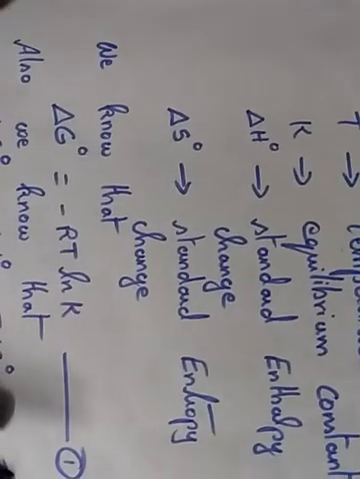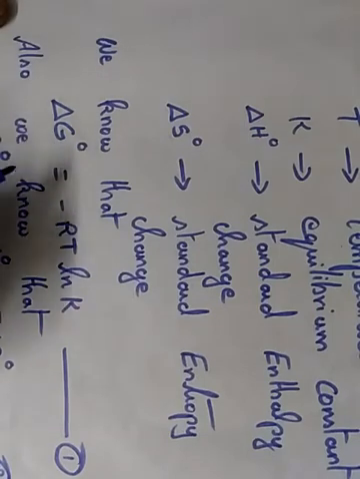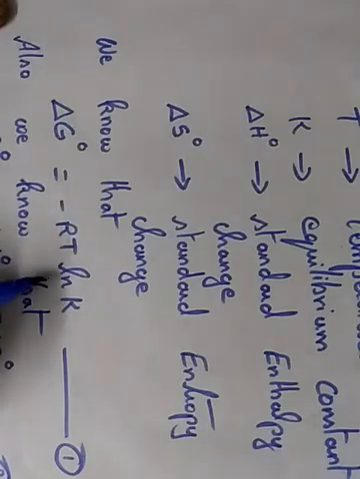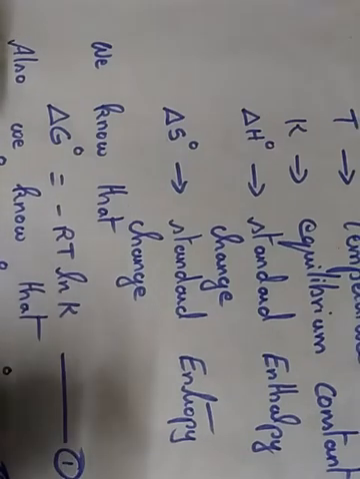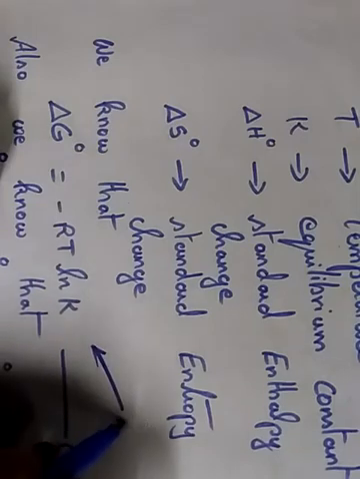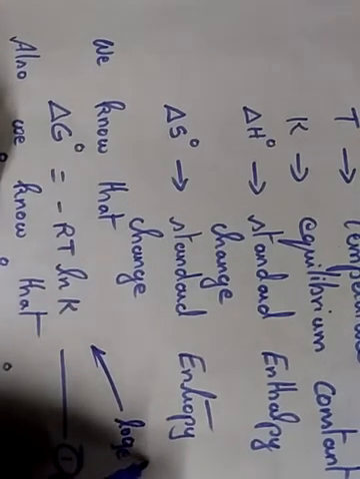Already we have dealt with this in thermodynamics. We know that del G naught is equal to minus RT log K. So this log is base e, or we can call it ln K. That means log with base e of K.